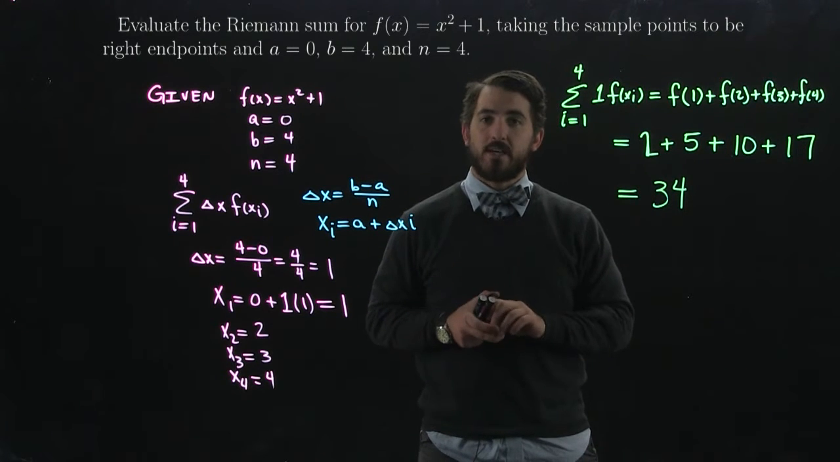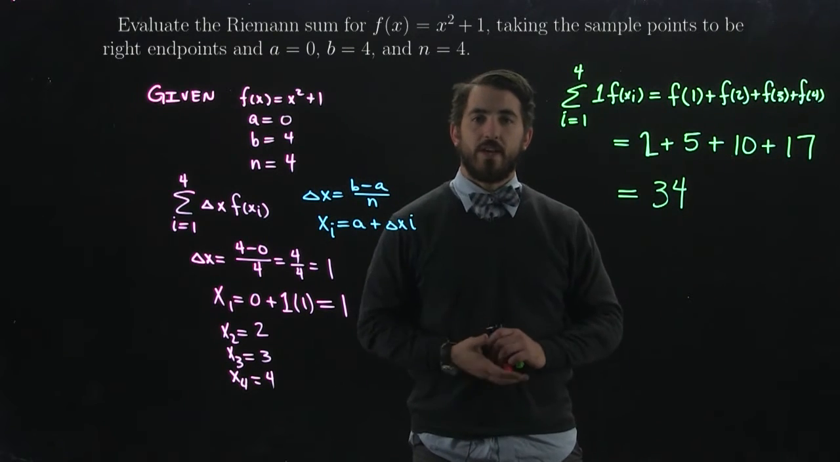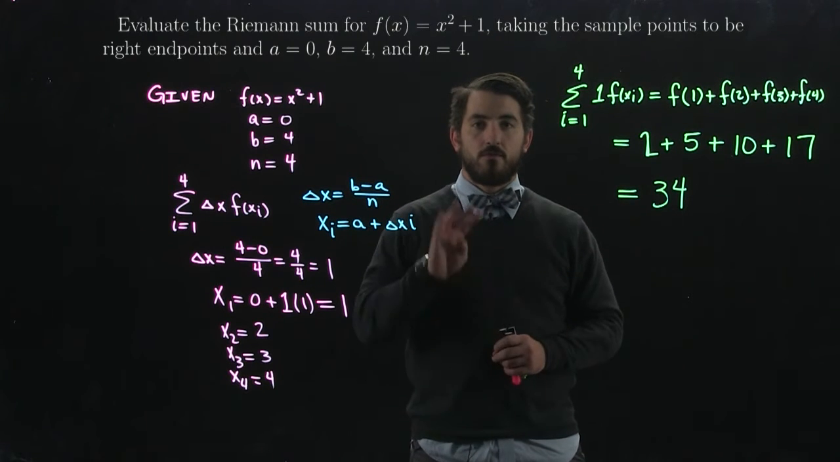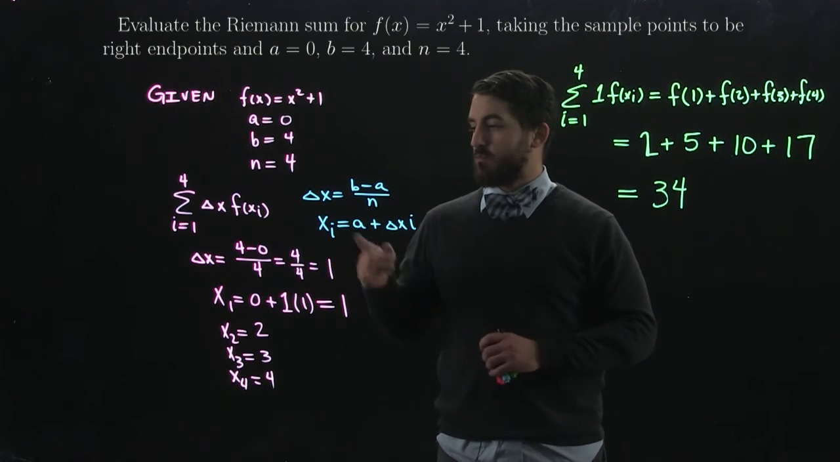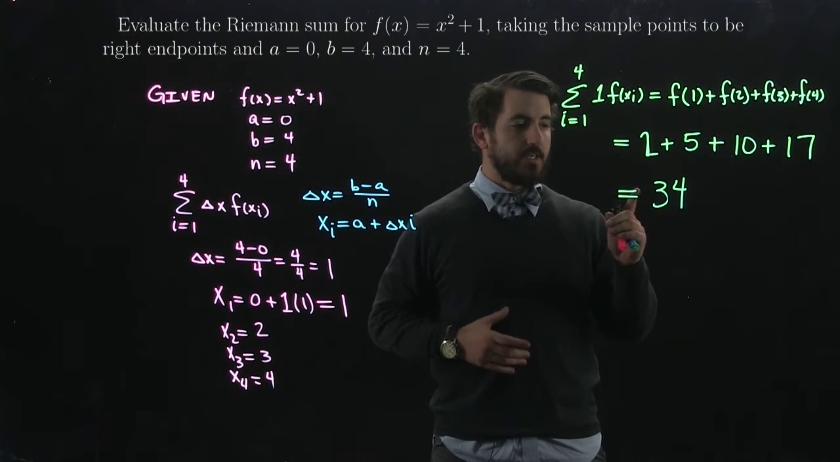So that means the Riemann sum for this function over the interval 0 to 4 with 4 subrectangles with right endpoints is 34.